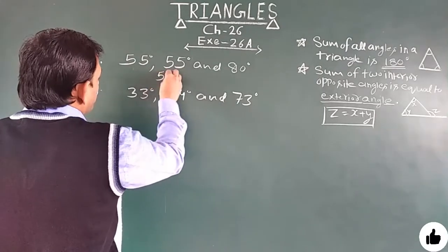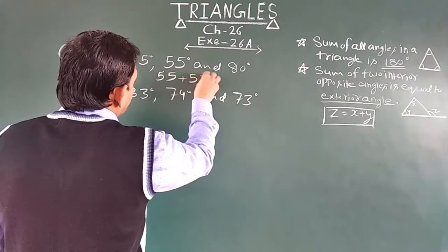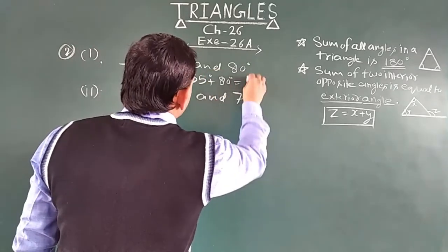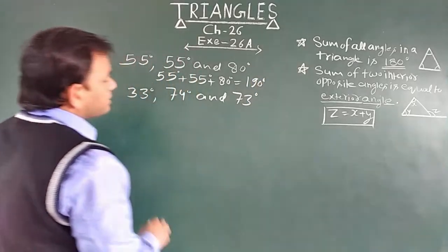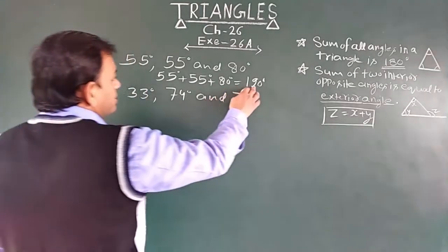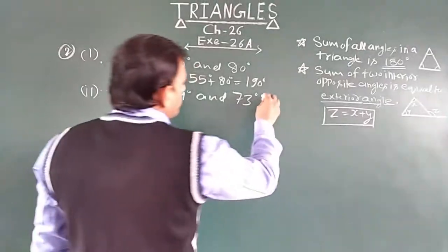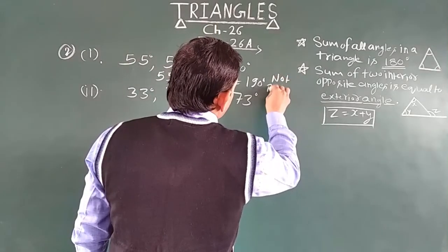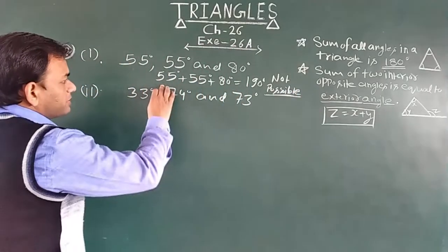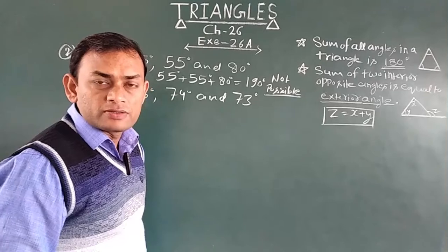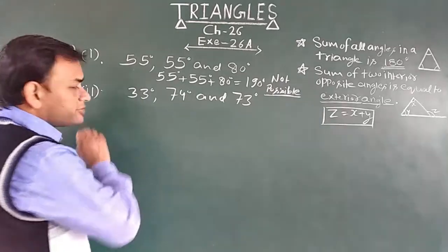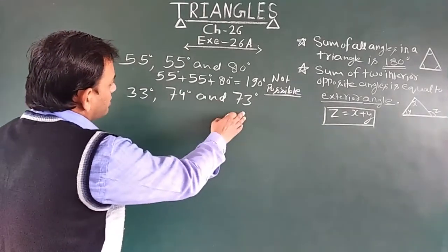So 55 degrees plus 55 degrees plus 80 degrees is 190 degrees. And you know that the sum of all the angles in a triangle is 180 degrees, and the sum here is 190 degrees, so it is not possible. So you will write not possible. If the sum of these three angles is 180 degrees, then you will write possible.